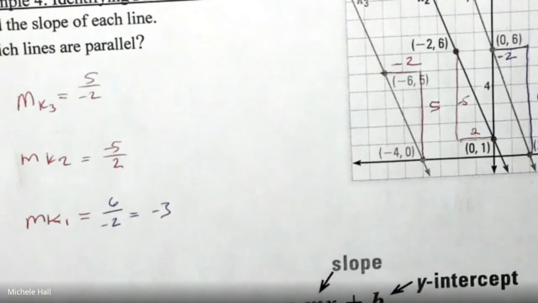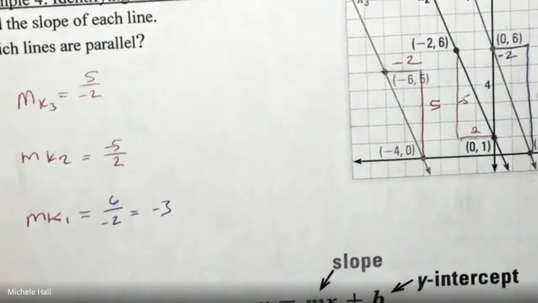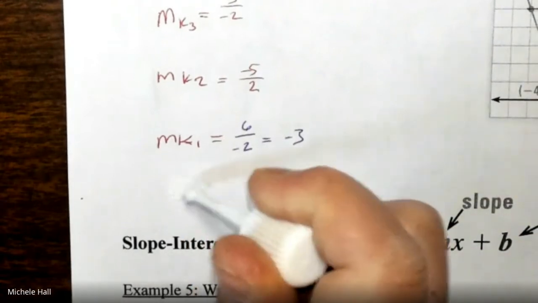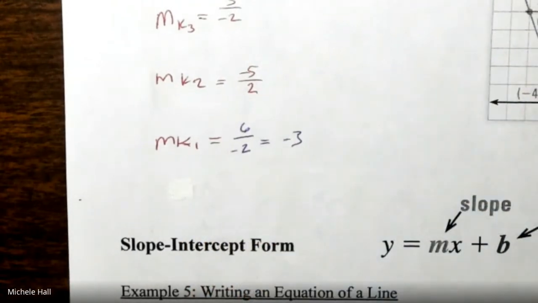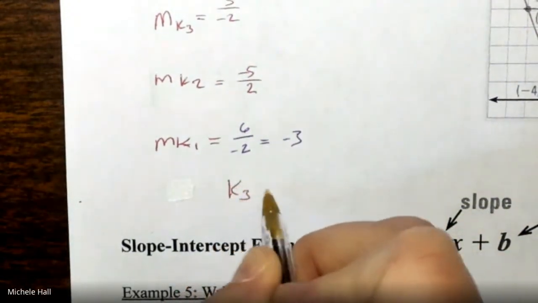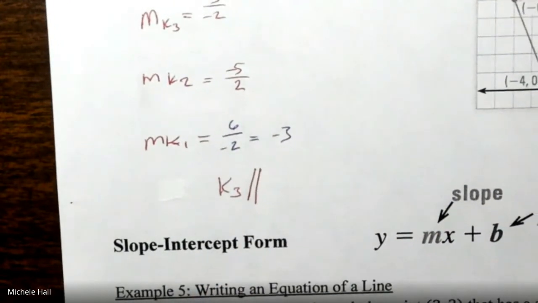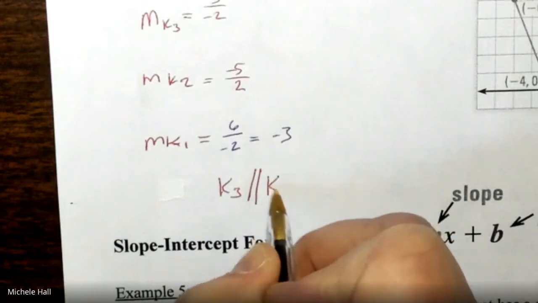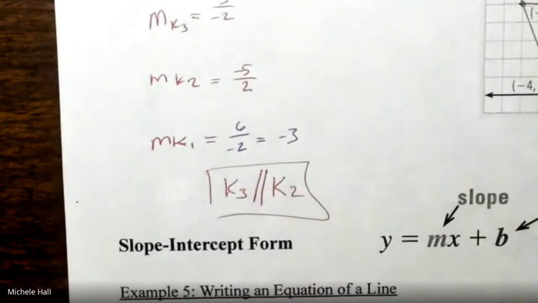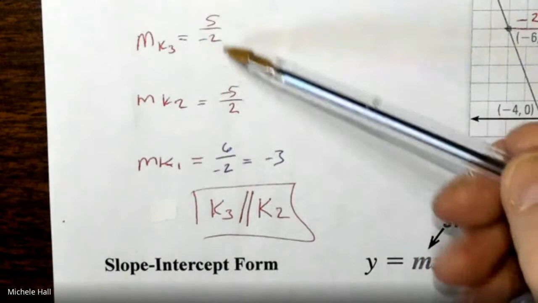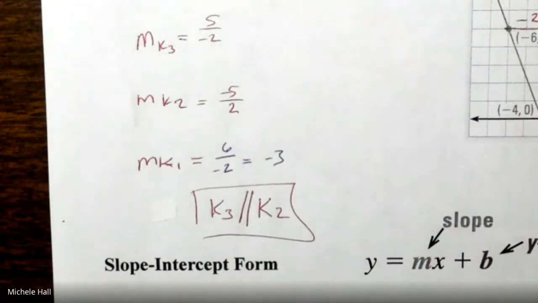Find the slope of each line. Which lines are parallel? Which lines are parallel to each other, Thomas? Very good. So you just say that K3 is parallel. Remember using your notation for parallel. K3 is parallel to K2. That's because they have the same slopes. 5 over negative 2 is the same thing as negative 5 over 2. They both only have one negative. So it's negative 5 halves.